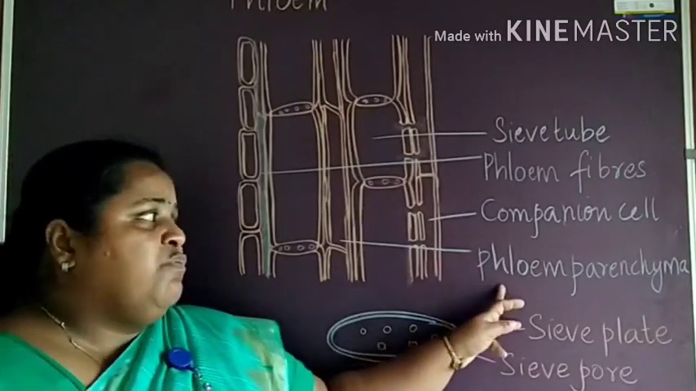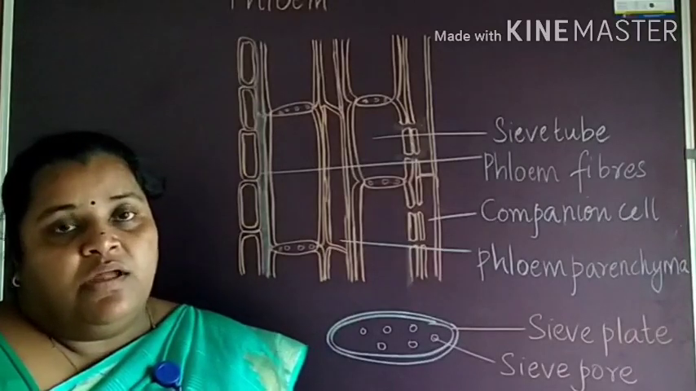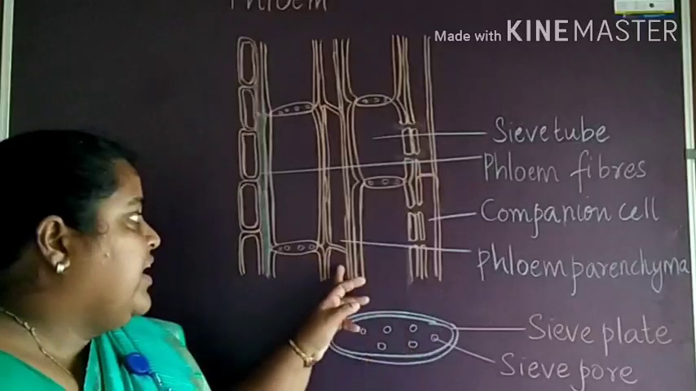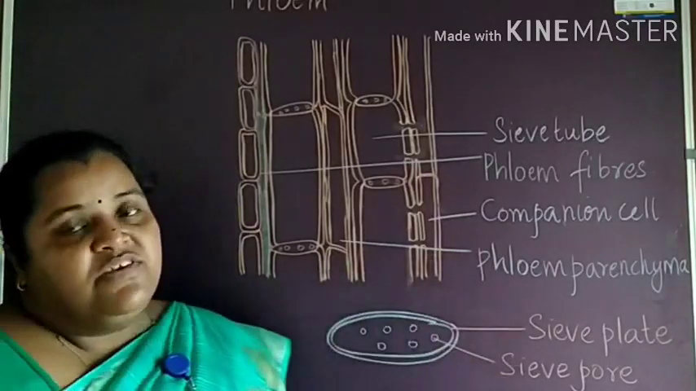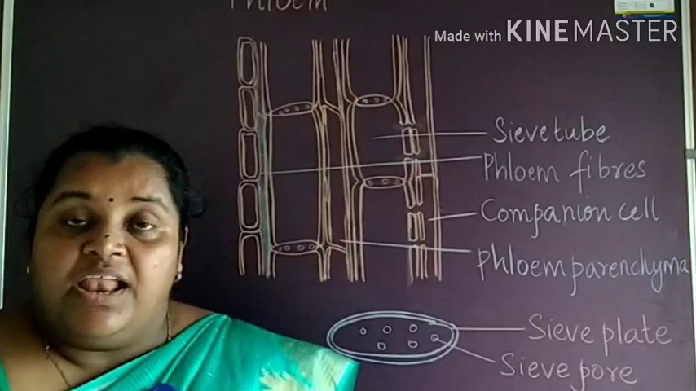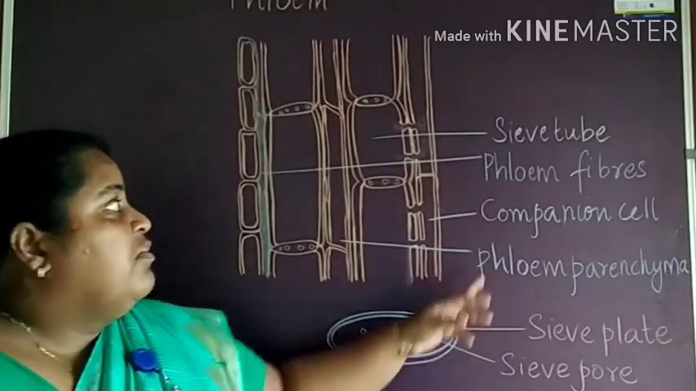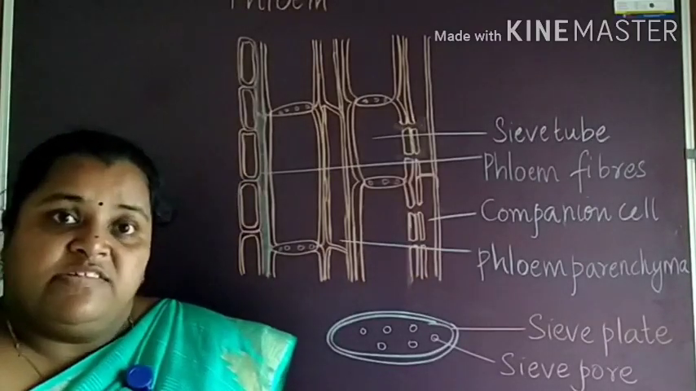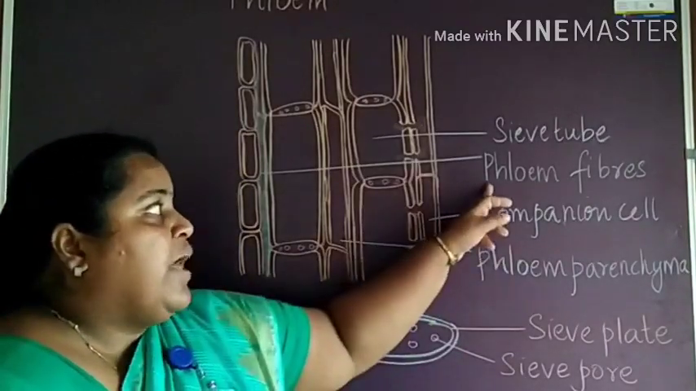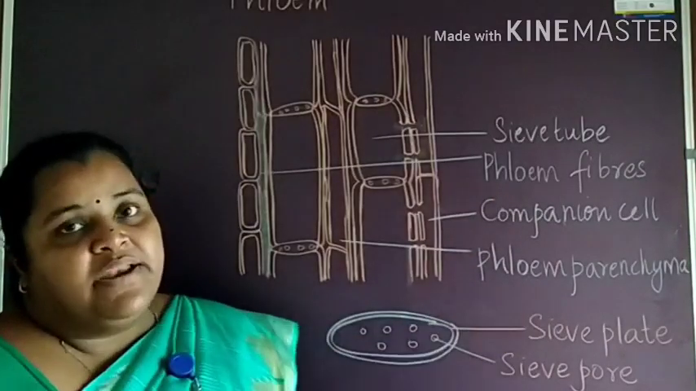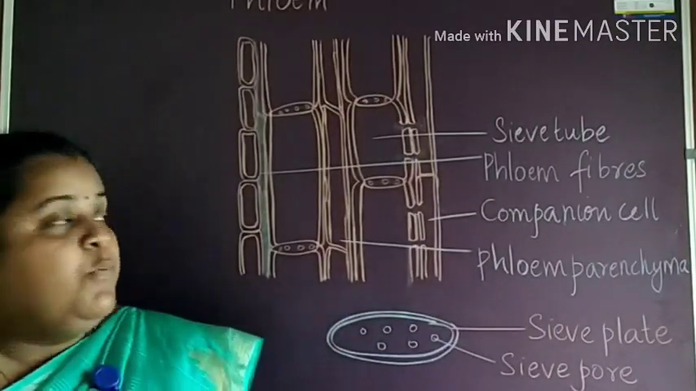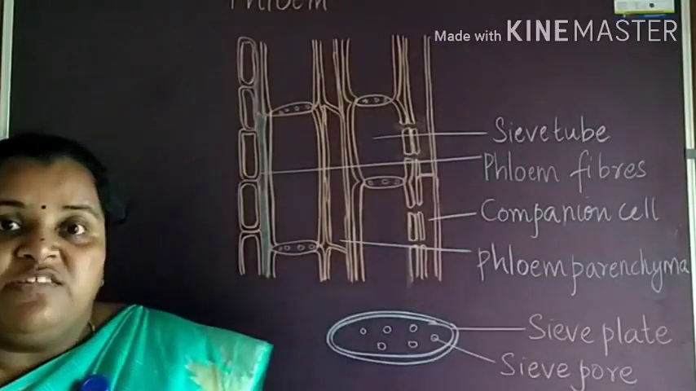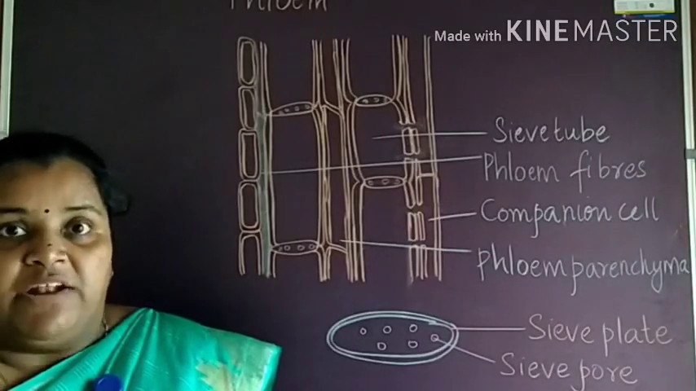The third one is phloem parenchyma. They are elongated, tapering, cylindrical cells. Phloem fibers are made up of sclerenchyma cells. Phloem fibers and phloem parenchyma provide support to sieve tube and companion cell for transportation of food in plants.